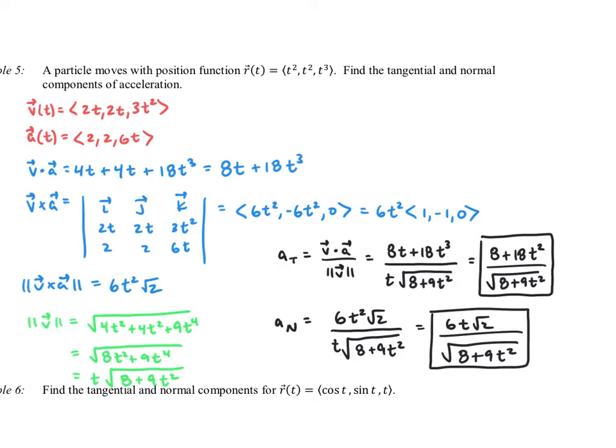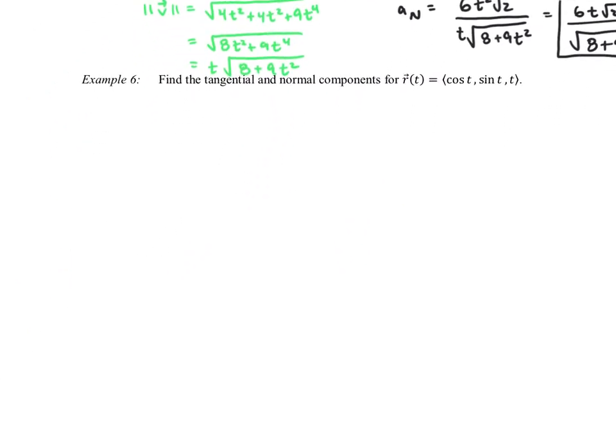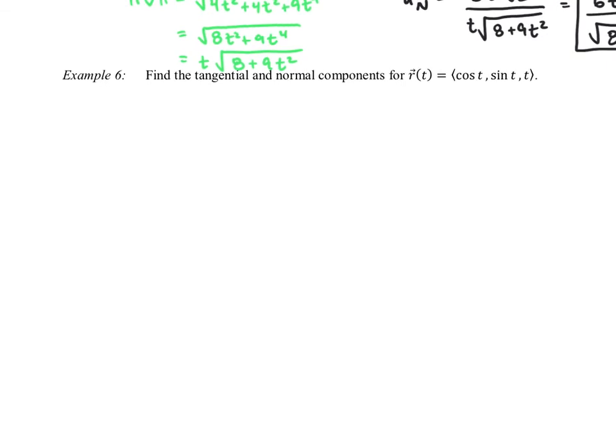Okay, let's try our next example, example 6. So we're doing the same thing here. If you wanted to pause it, for example, try this one and then you could check back in, that'd be totally fine. We're going to do the same approach. We're going to take the velocity first. So negative sine t and then cosine t and 1, and then we're going to do the acceleration.